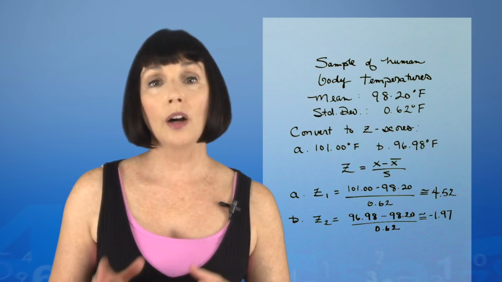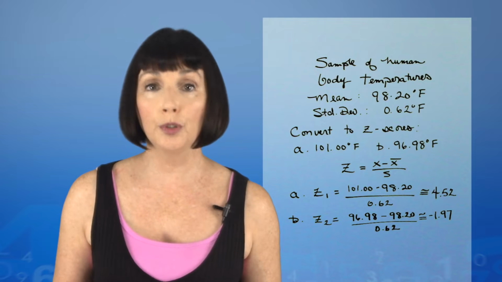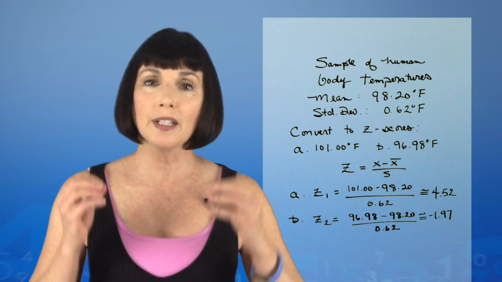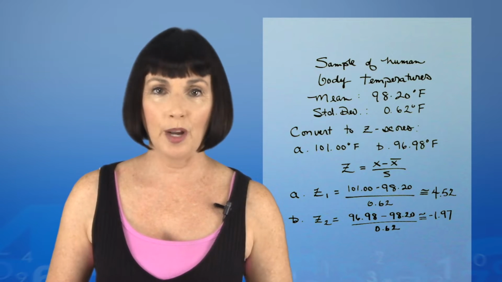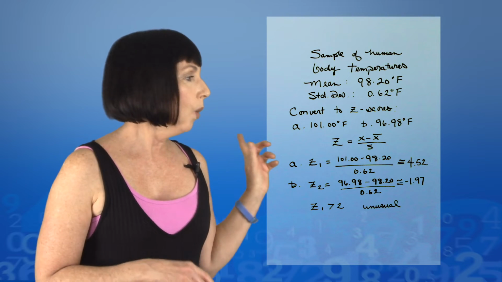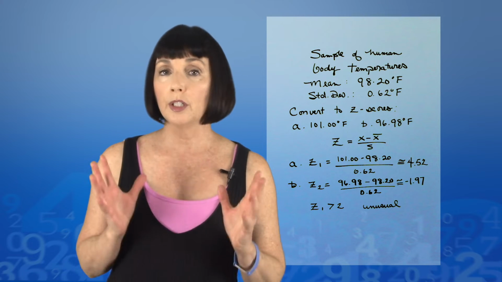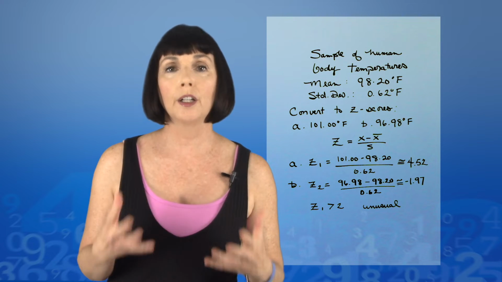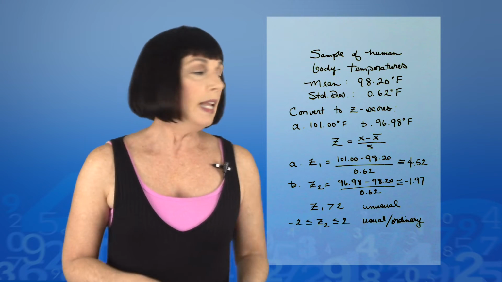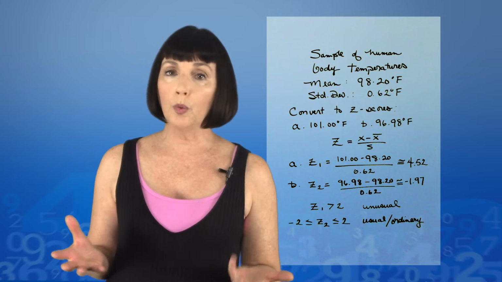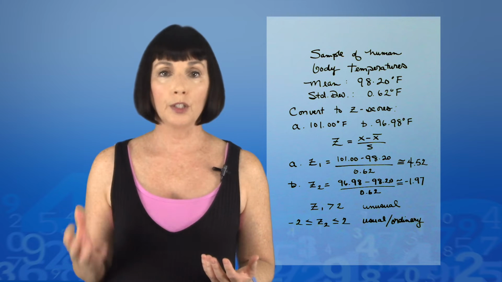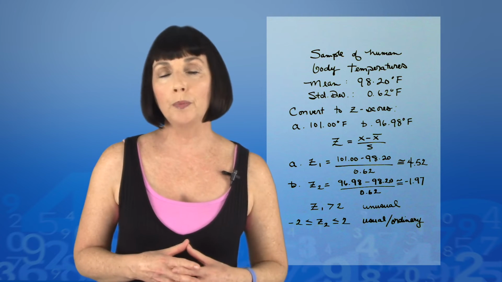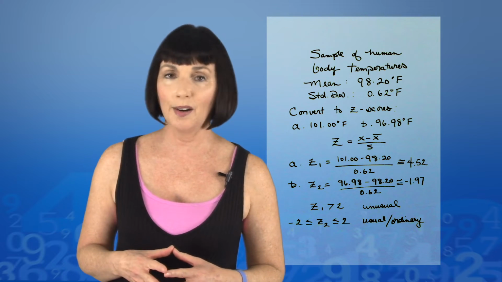Now, are these data values unusual? We can use our z-scores to answer that question. z1 is greater than 2, so that value would be considered unusual. z2 is between negative 2 and 2, so that value would be considered usual or ordinary.